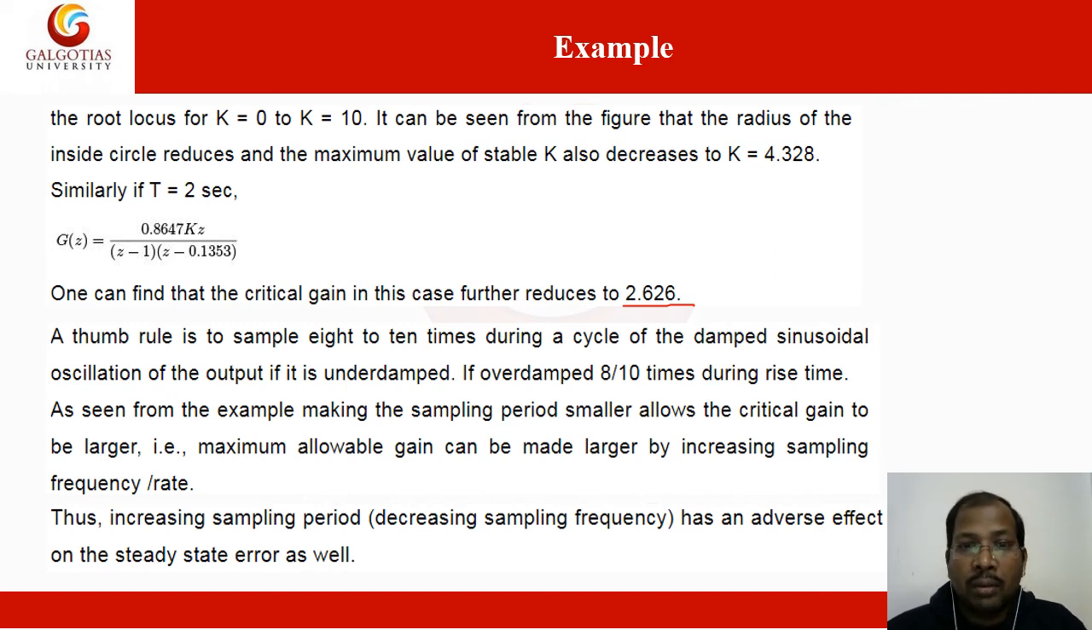As seen from the examples, the maximum allowable gain can be made larger by increasing the sampling frequency. If we increase the frequency, the time is going to decrease. So the sampling time is going to decrease, which means we get larger allowable system gains. Increased sampling time has an adverse effect on the steady state error as well as system stability. So this is the final conclusion of the effect of the sampling time period on the system stability.